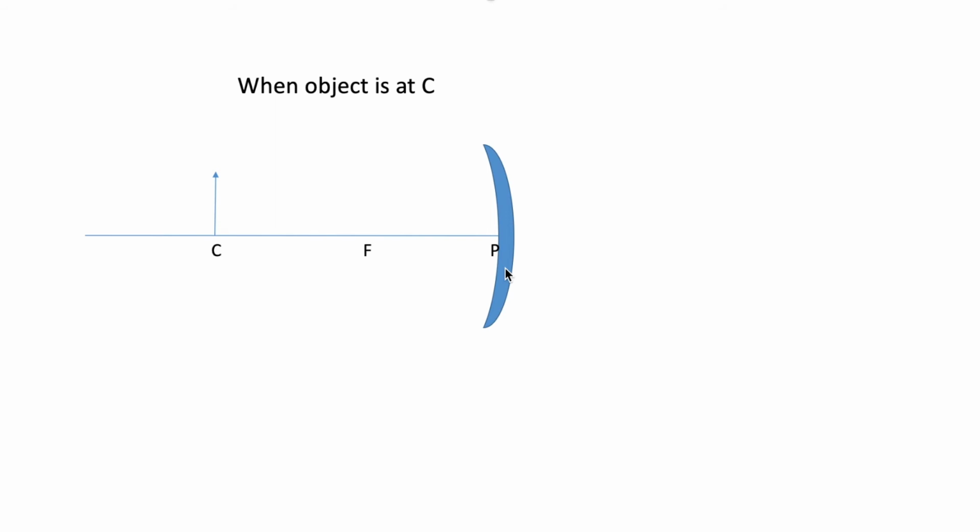Next is when object is at center of curvature C. We will check how is the image formation diagram for the object at center of curvature. The first ray we are drawing as parallel to the principal axis. It is incident parallel to the principal axis. So it will reflect through the focus.